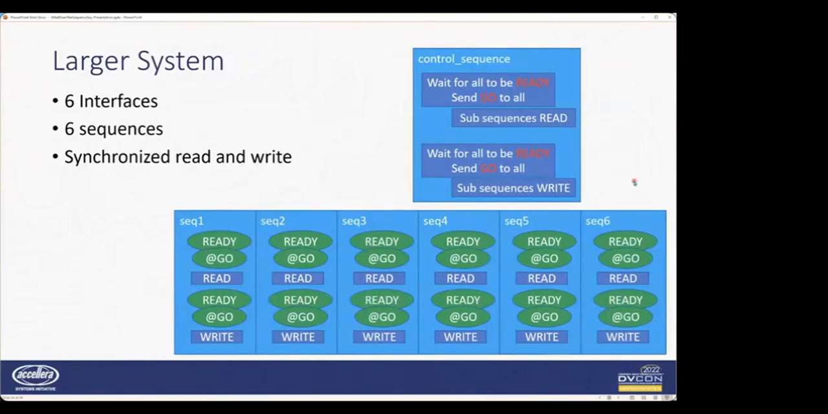So in our larger system, we're going to have 6 interfaces, 6 sequences, and we're going to synchronize things. So we want everything to be ready, and then we're going to read. And we want everything to be ready, and then we're going to write. That's the way this test is going to work. So all of these sequences are going to have those random transactions, big ones, little ones, and are going to synchronize.